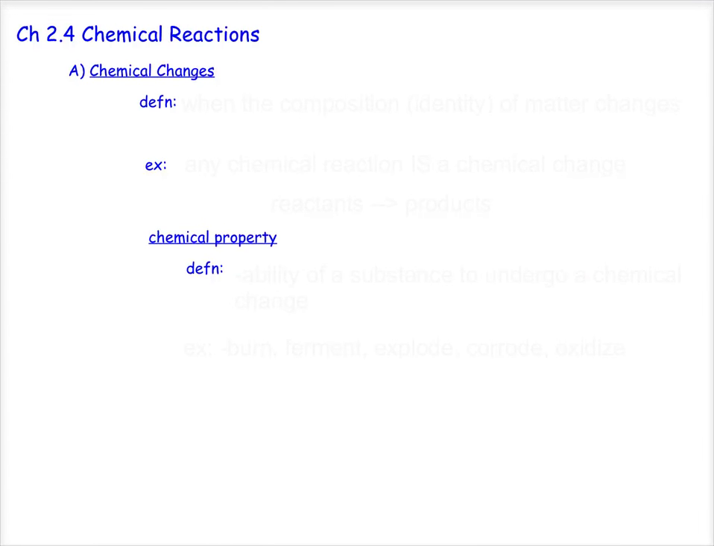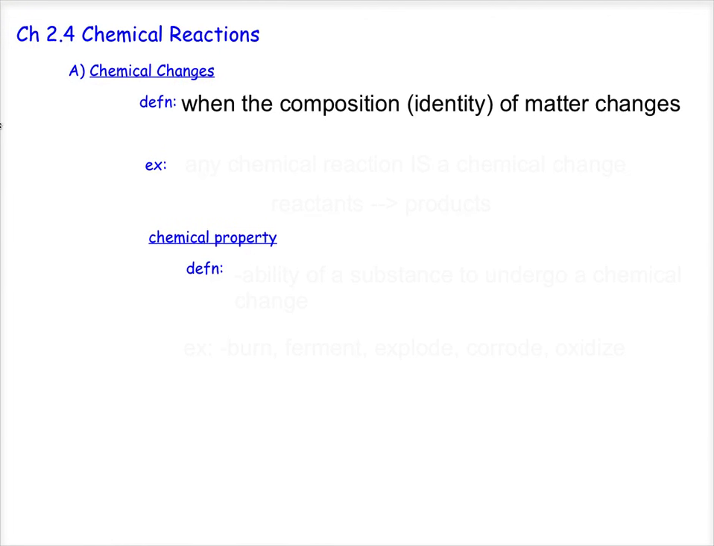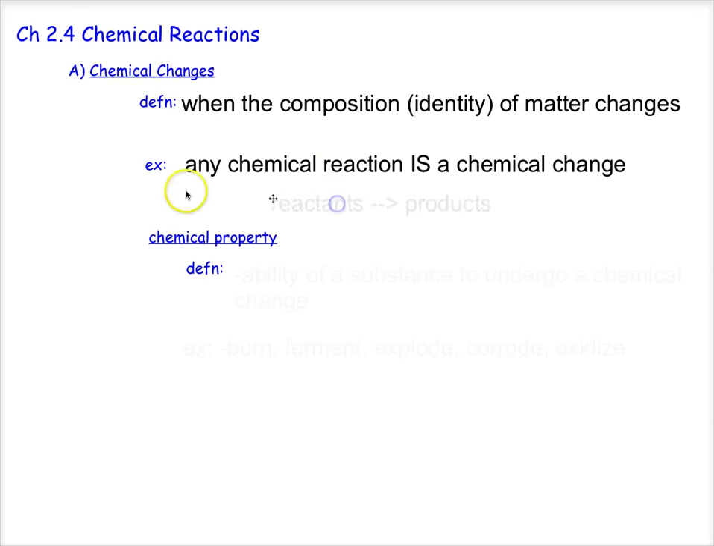Section 2.4 is about chemical reactions, so we need to talk about what a chemical change is. A chemical change is when the composition or the identity of the matter changes. Any chemical reaction is a chemical change, and whatever you start with is called reactants, and what those reactants turn into is what we call products. For example, if your car is rusting, the metal of the car before it's rusted is what we would call the reactant, but the rust is the product. The rust is what the car's metal turned into. So these are terms that we'll get used to using in chemistry this year.